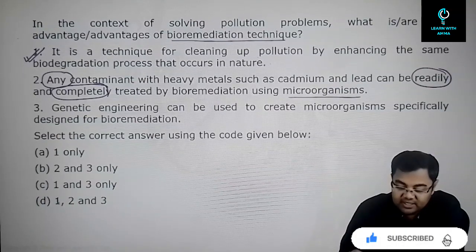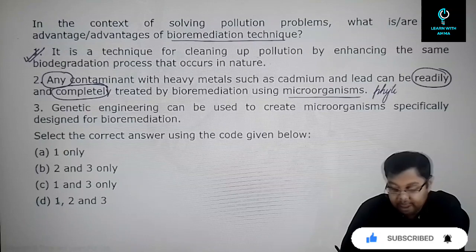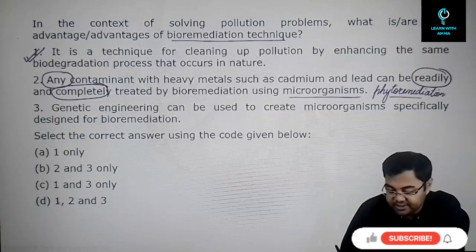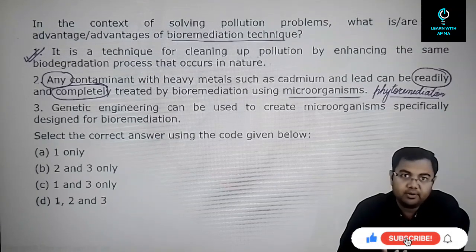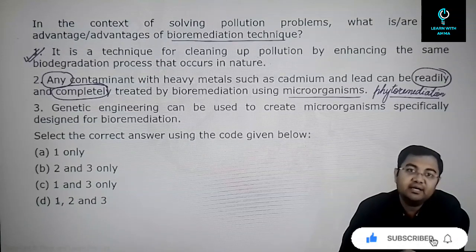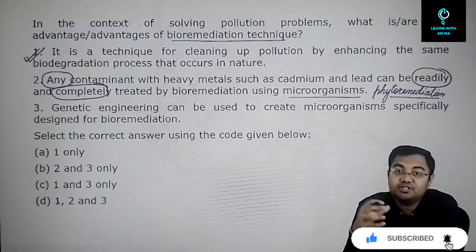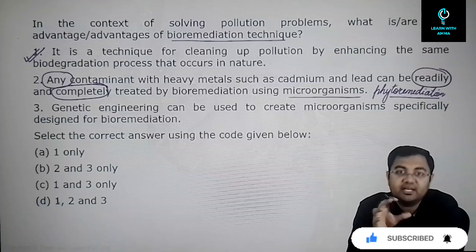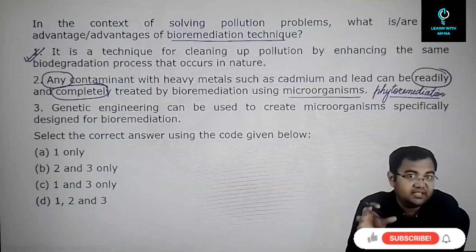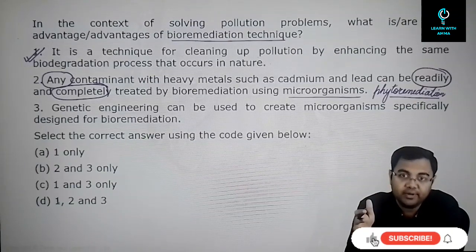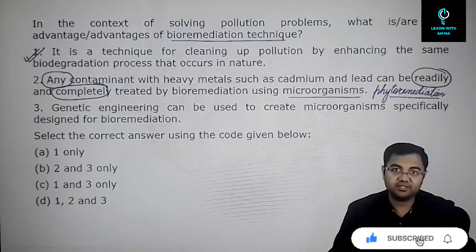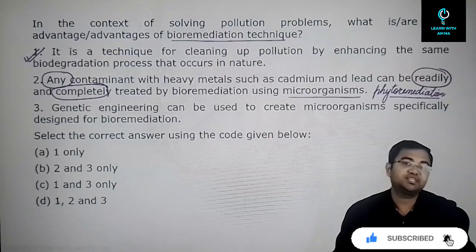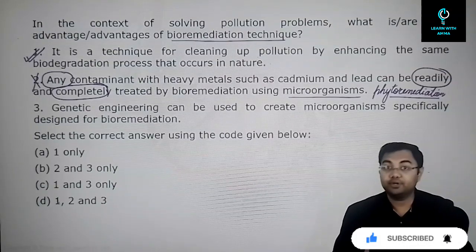Now, first of all, in most of these cases, we are using phytoremediation, right? We are making use of plants for bioremediation, correct? So first of all, we are not really doing it with the help of microorganisms. In very limited cases we are doing it, and even then, the binding and concentration of all these heavy elements with the help of microorganisms is not a very easy task. It takes a lot of effort. So saying that it is readily and completely happening and any contamination can be taken care of is very extreme to consider. So statement number 2 is wrong.